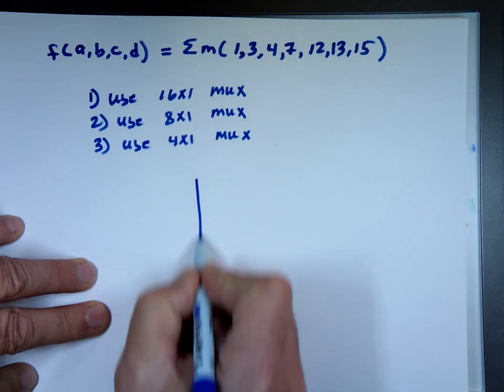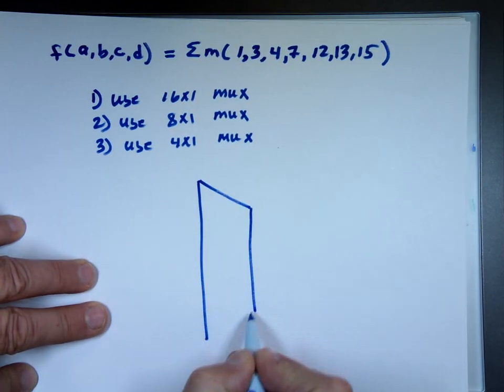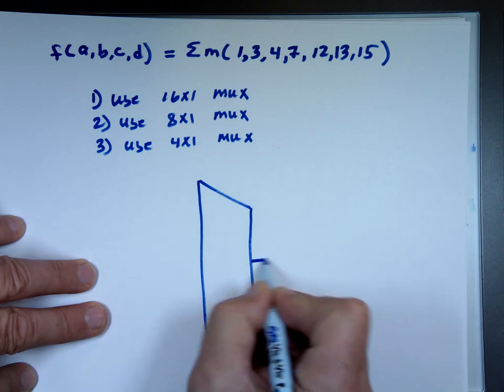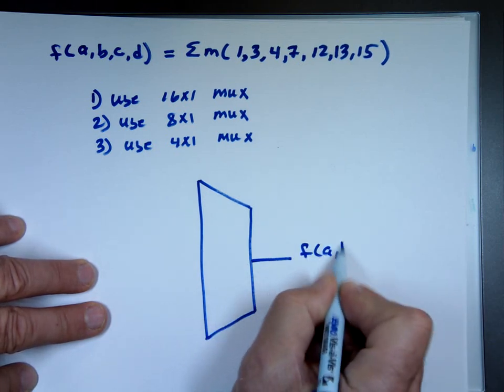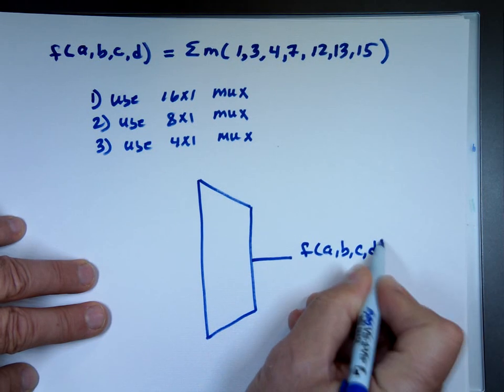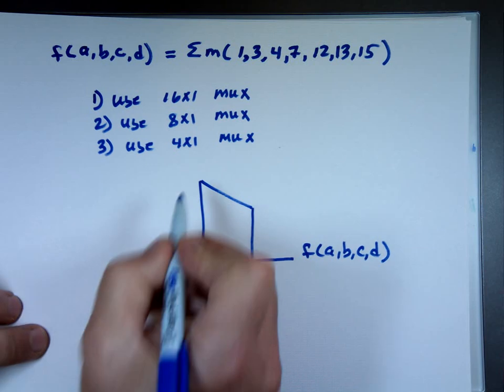Sixteen by one mux, you'll see when we go to the lab, you've got to power them first too. I'm going to assume the power is on, the chip enable is on, all that stuff is good. This is my F of A, B, C, and D. It has 16 inputs.